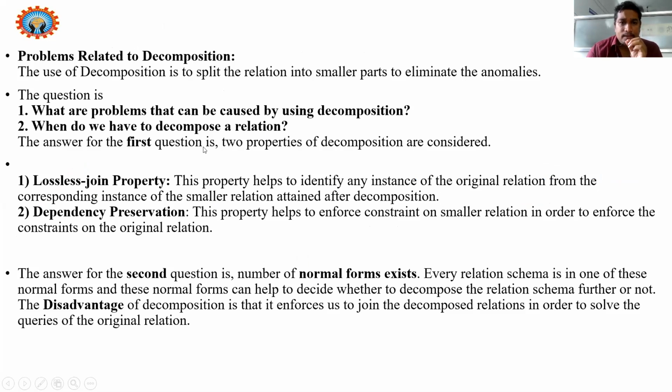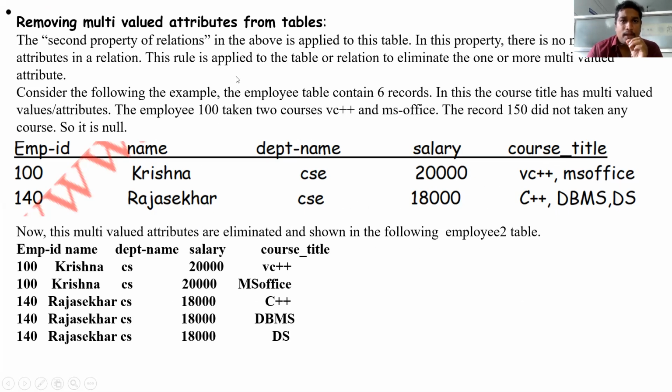Dependency preservation, we will discuss some constraints, is applied to this table. In this property, there are no multi-valued attributes in a relation. If you take a relation, there should not be any multi-values in a particular relation. This rule is applied to the table or relation to eliminate one or more multi-valued attributes. If you take that particular rule, we have to eliminate the one or more values, that are multi-values.